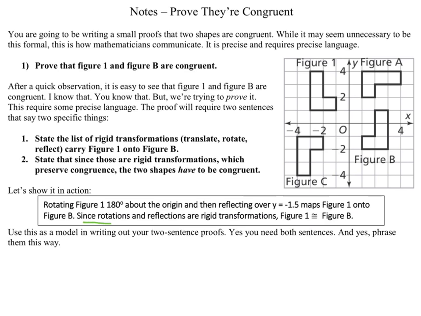So it's saying, since rotations and reflections are rigid transformations, remember, rigid means it keeps the shape congruent, figure 1 is congruent to figure B. So everything got mapped from 1 onto B. We did rigid transformations, and that proves that the 2 shapes are congruent. And so this is what your answers are going to look like on your paper. It's going to take 2 whole sentences, one saying what the transformations are that map one onto another, and the second sentence saying those are rigid transformations, and so the shapes are congruent.